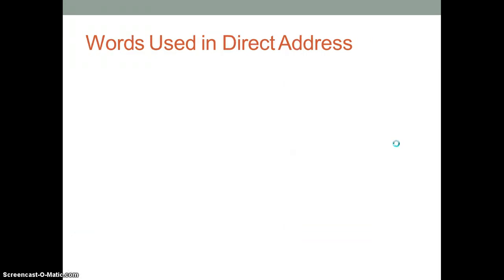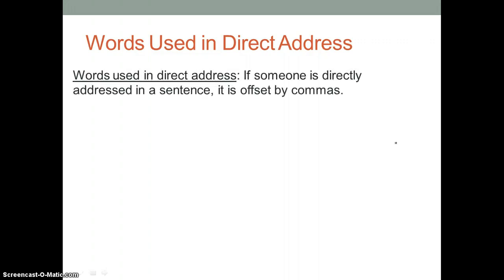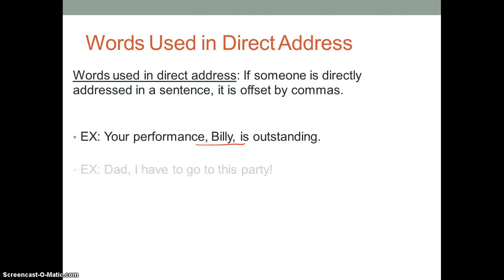Okay, the next one is words used in direct address. Direct address basically means if someone is directly addressed in a sentence, and in that case, you offset them with commas. So for example, "Your performance, Billy, is outstanding." This is the direct address. I'm talking to Billy in this sentence, so I need to surround his name with commas.